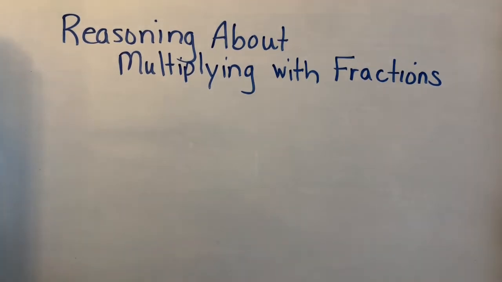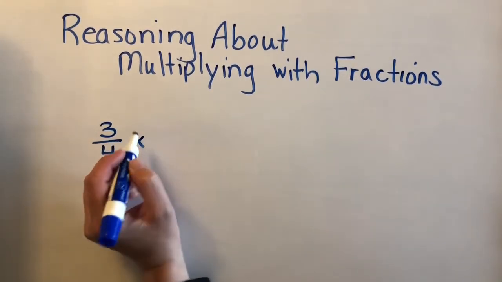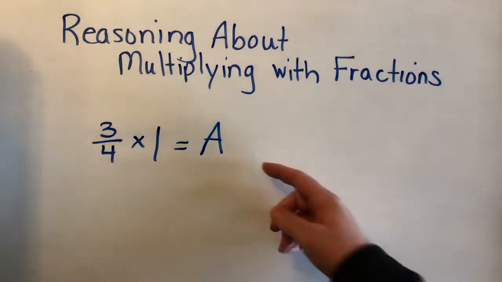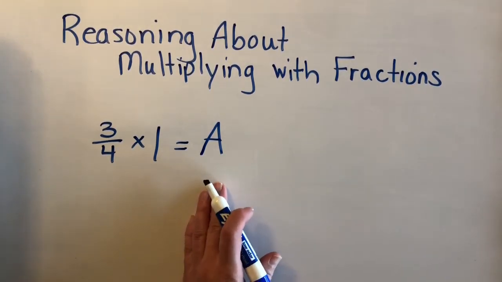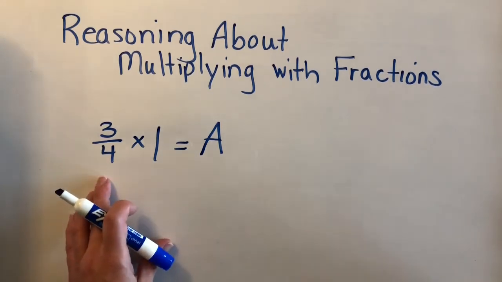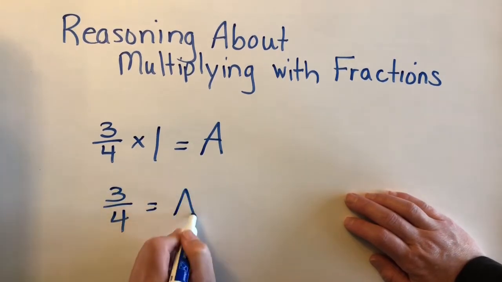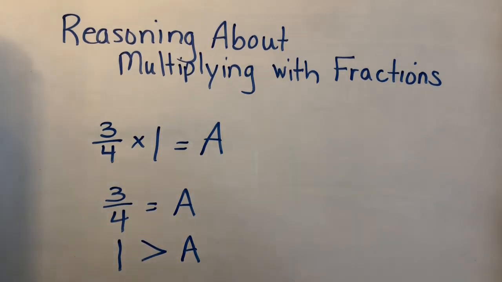Now we're going to look at a fraction. So we're going to start here with 3/4 times 1. So we have 3/4 times 1 equals this product. Now any number times 1 equals that number. So if we have 3/4 times 1, that's going to equal 3/4. So therefore, 3/4 is going to equal A once again. However, 1 is actually going to be greater than 3/4 because that is a fraction. So 1 is going to be greater than the fraction.